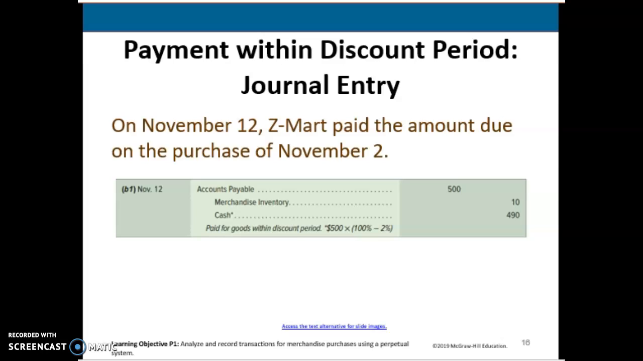So we are going to credit merchandise inventory so that the merchandise inventory account reflects the amount we actually paid for it. And then we're going to be crediting cash for $490, the difference between what we owed minus the discount. So 500 minus 10 is $490 that we actually owe them.